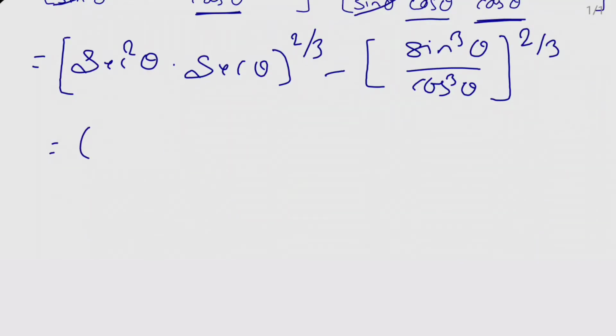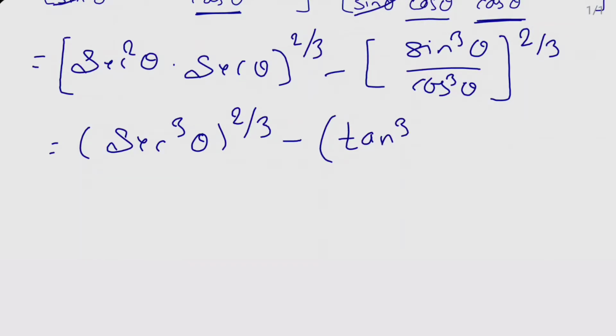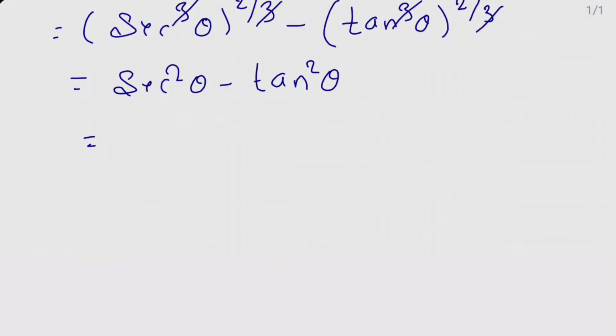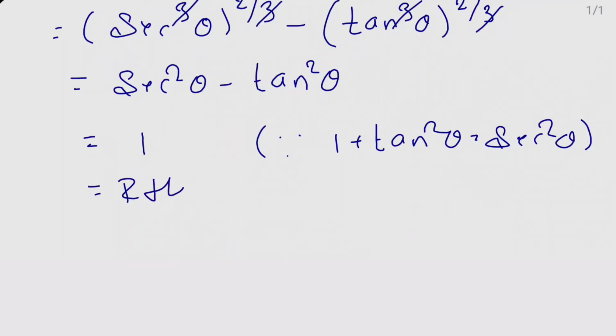And now here sec square theta into sec theta is sec cube theta 2 by 3 and minus sin cube theta divided by cos cube theta is tan cube theta and raised to 2 by 3, and here this 3 cancel, and here also 3 get cancelled, remaining term sec square theta minus tan square theta, and here sec square theta minus tan square theta is a 1 because using the identity 1 plus tan square theta equal to sec square theta, so this equal to RHS, hence proved.